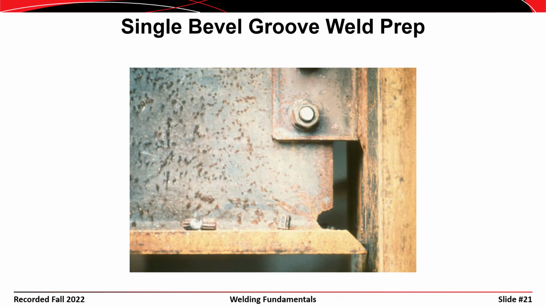This is an example of a beam to column connection. So you can see that there is a shear tab coming in from the column here. This is a column flange in this region here. And what you can see is a beam flange down here.